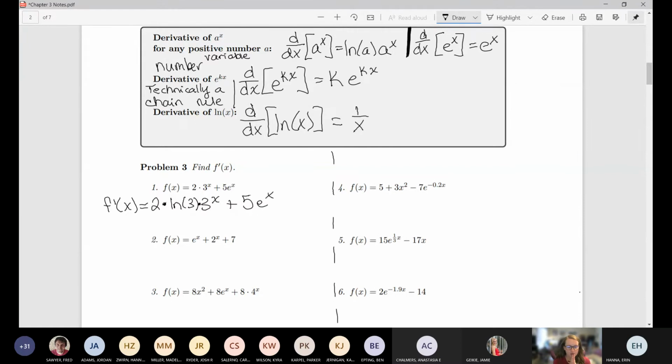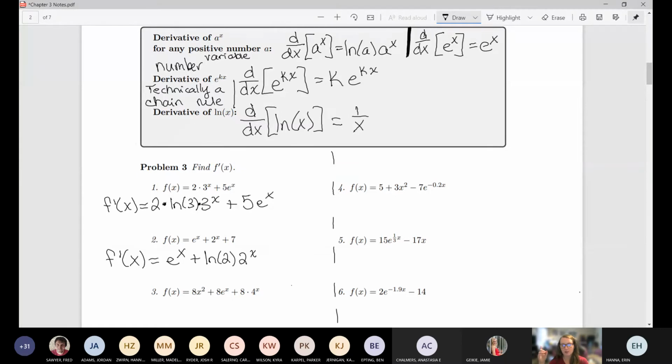All right, so 2. We want to take the derivative here. What's the derivative of e to the x? It's e to the x. That's like everyone's favorite rule because it just stays the same. Or maybe it's the worst rule because it doesn't change. I don't know. Anyway, derivative of 2 to the x becomes natural log of 2 times 2 to the x.